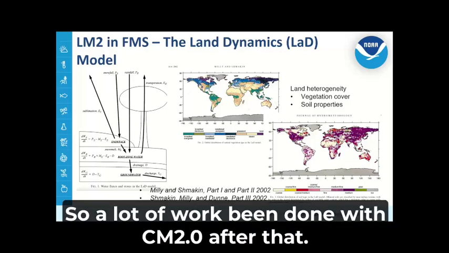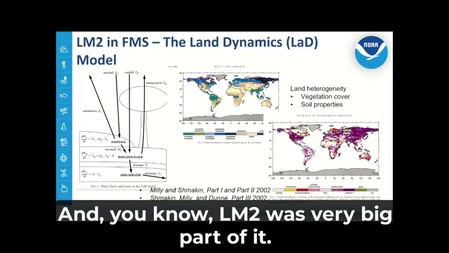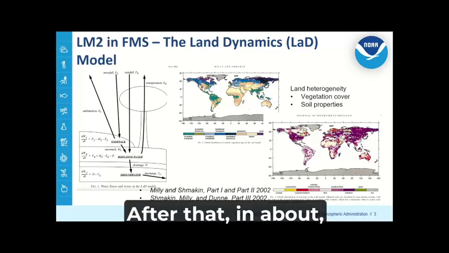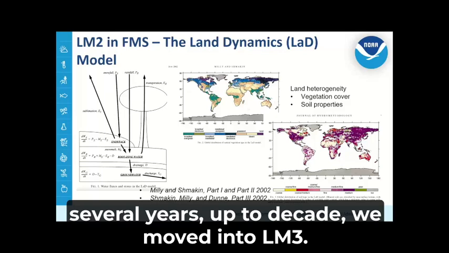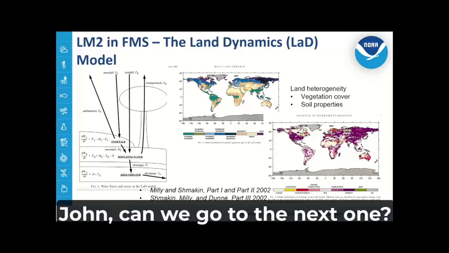There were parameters which were different by vegetation cover, and also parameters which were different by soil properties. A lot of work was done with SM 2.0 after that, and LM2 was a very big part of it. After that, in about several years, up to a decade, we moved into LM3. John, can we go to the next one?